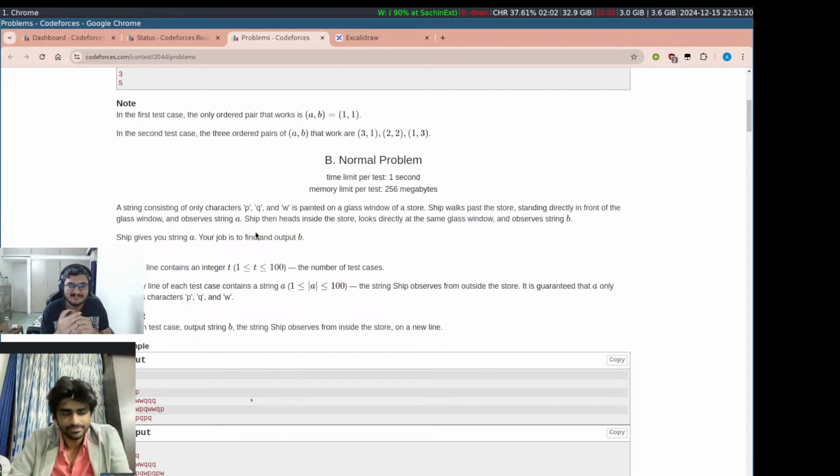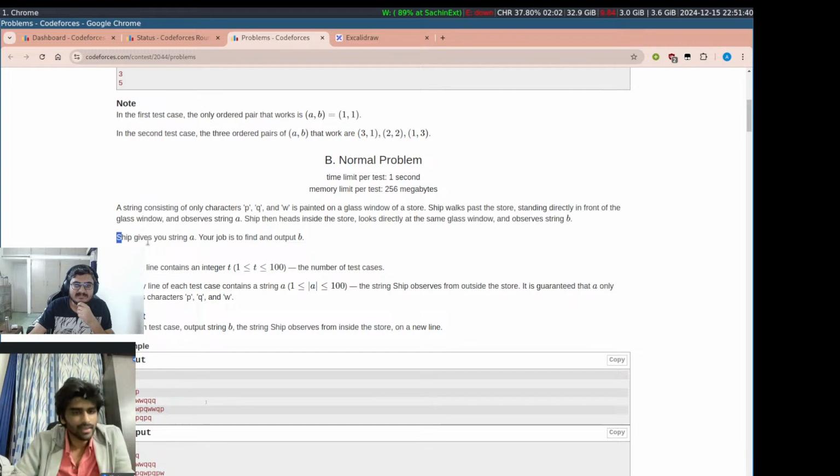The next problem is a normal problem. A string consists of only the characters P, Q, and W, and is painted on a glass wall of a store. Sip walks past the store, standing directly in front of the glass, and observes string A. Then Sip heads inside the store, looks directly at the glass window, and observes string B. Sip gives you string A. Your job is to find and output string B.